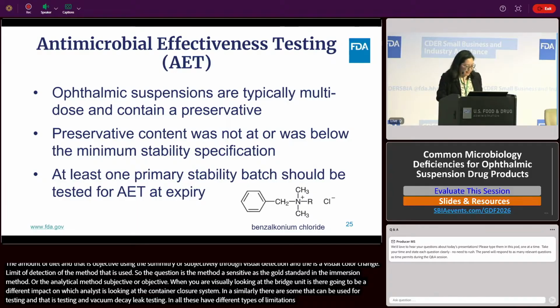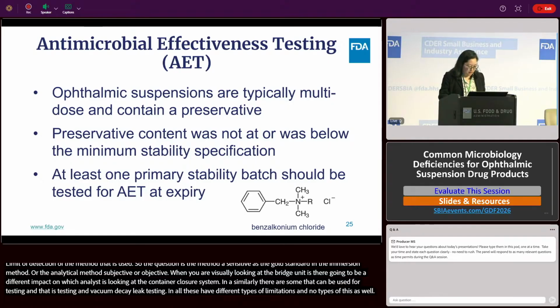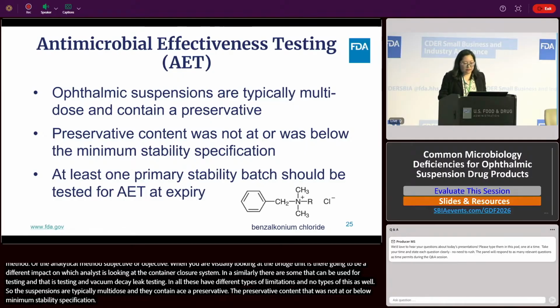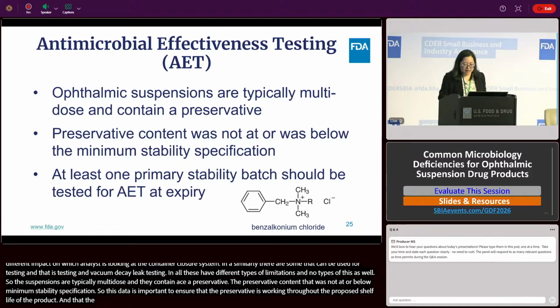So another common area of deficiencies relates to antimicrobial effectiveness testing, or AET. Ophthalmic suspensions are typically multi-dose, and that means that they contain a preservative. A lot of the time when we're looking at the stability data, the preservative content was not at or below the minimum stability specification. This data is important to ensure that the preservative is working throughout the proposed shelf life of the product. Therefore, we want to ensure that at least one primary stability batch is tested for AET at or below the minimum preservative specification.